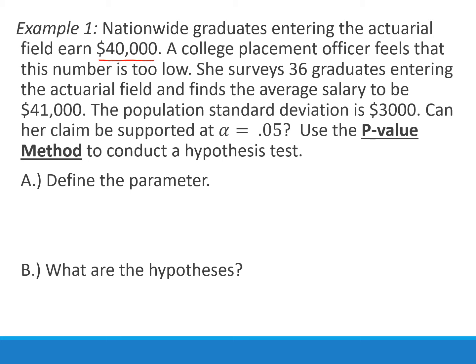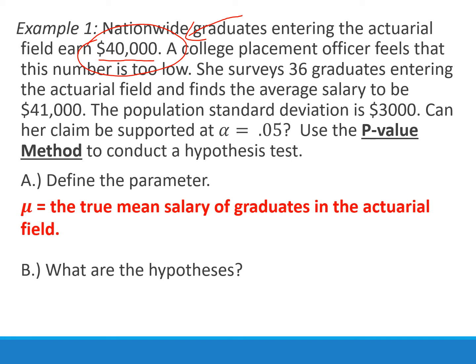So this problem is about quantitative data. We have numerical information here. Compare that to the last section, which was always about categorical data. So when we define the parameter, instead of saying that P equals some number, we're not talking about a proportion here. We're talking about an average. So we're going to say let mu equal the true mean salary of graduates in the actuarial field.